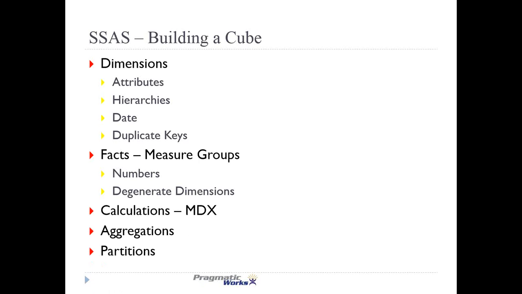A lot of other things you can put inside of there. You can put calculations in there using MDX. You can also put in aggregations and partitions. Aggregations allow you to sum up data to certain levels so that you have those pre-aggregated. So if I'm slicing by year all the time, it'll store those numbers for me, so my reports run really fast in terms of spitting out that information.